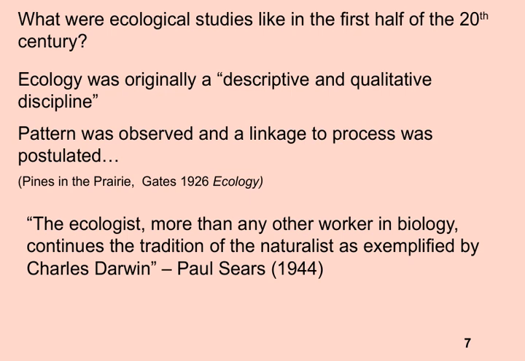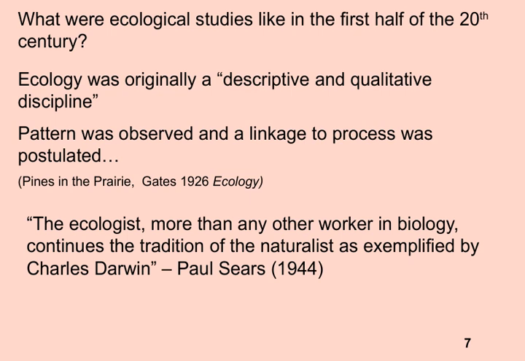The key approach was to observe these patterns, like how plants or animals were distributed, and then try to link these patterns to underlying processes. For example, if you noticed certain plants thriving in a particular area, ecologists would hypothesize about what environmental factors or interactions might be driving that pattern. A great example of this is pines in the prairie, documented by Gates in 1926. This work highlights how early ecologists documented natural phenomena, laying the groundwork for later, more experimental approaches.